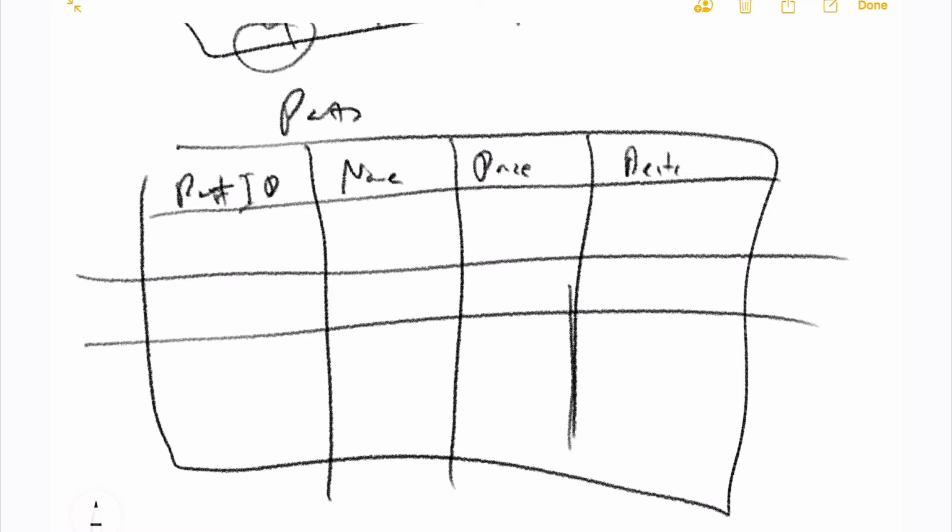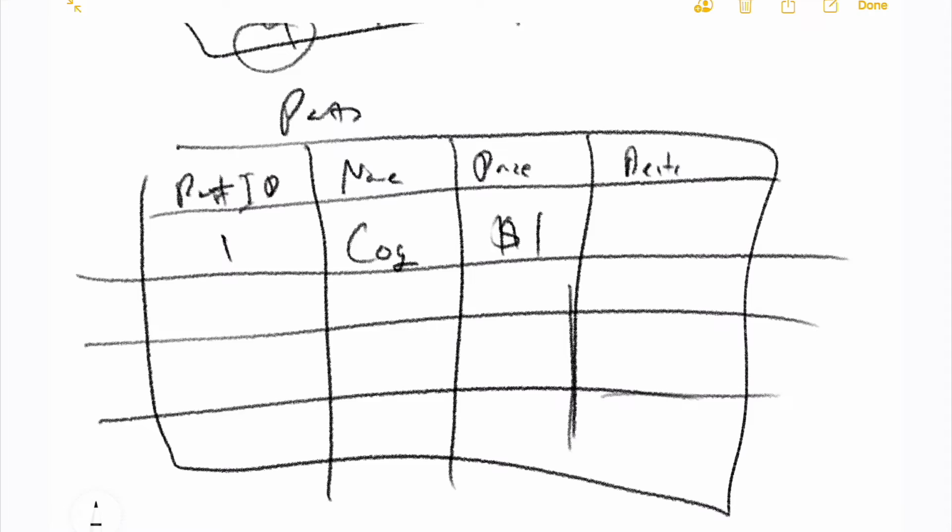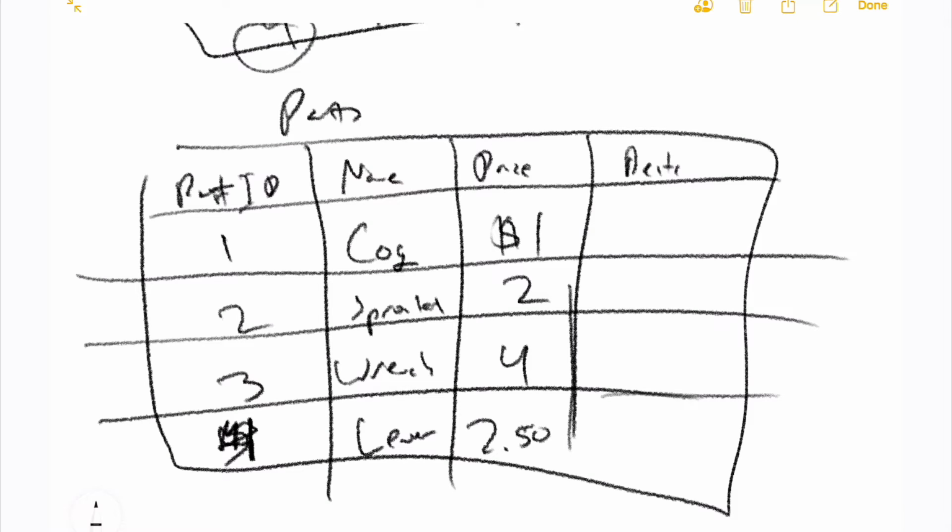And so basically here, these are your rows. These are what are called your records. So part ID 1 is a cog that costs $1. Part ID number 2 is a sprocket that costs $2. Part ID 3 is a wrench that costs $4, and part ID 4 is a lever that costs $2.50, just to make my life complicated. And then we're going to have a description over here, and these are going to be all the notes and all that kind of thing, right?